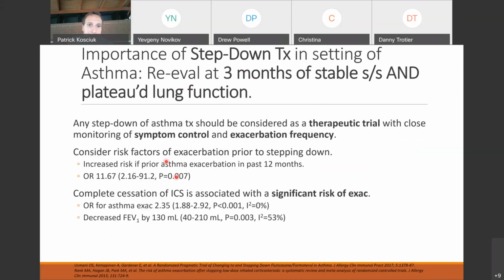If they've had an asthma exacerbation in the past year, you have a high risk of exacerbation, odds ratio of about 11.5. So try not to step down a patient who recently required steroids for an asthma exacerbation. And again, like we talked about before, can we get rid of ICS altogether by itself? It's a significant risk of exacerbation, about 2.35 odds ratio. And we find that people's FEV1 decreases by about 130 cc's when we do get rid of the ICS altogether.